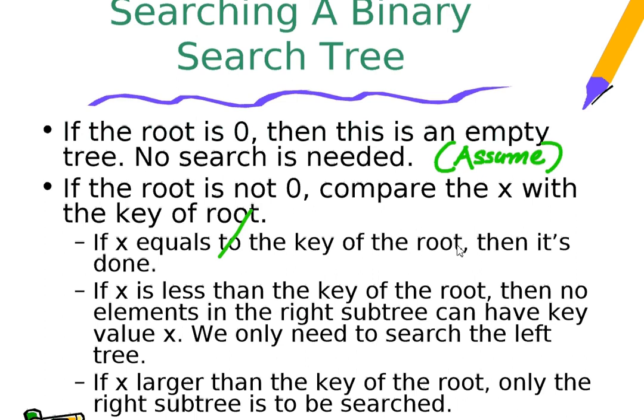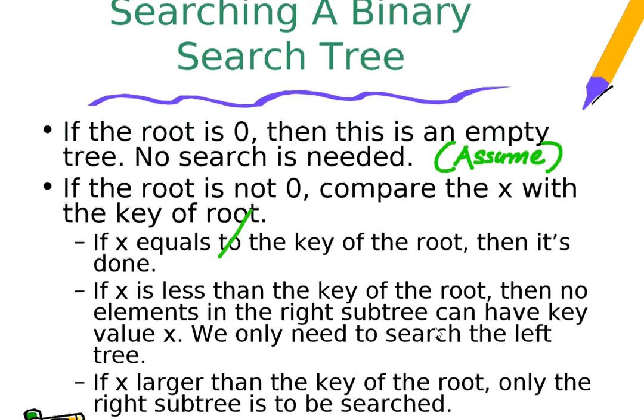If X is less than the key of the root, then no element in the right subtree can have the value of X. Already we know that a binary search tree follows the property that all the elements less than the root will be in the left subtree and greater than the root will be in the right subtree. Hence, if the element you are searching for is less than the key in the root, there is no need to go to the right side of the tree. The value will be in the left side. So we only need to search in the left subtree.